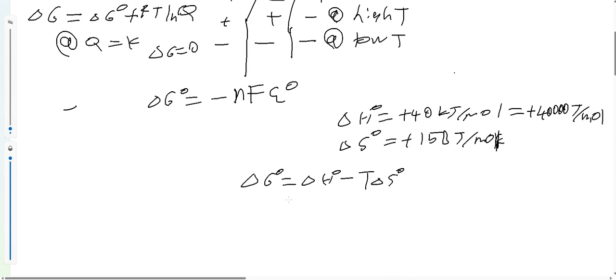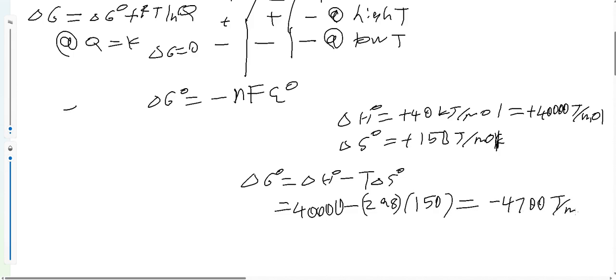And now we can solve for delta G. 40,000 minus 298 times 150. You get negative 4,700 joules per mole. Now, this is usually going to be converted to kilojoules per mole, which is negative 4.7 kilojoules per mole. Now, you can see that this is negative, which means that delta G naught is favorable here.